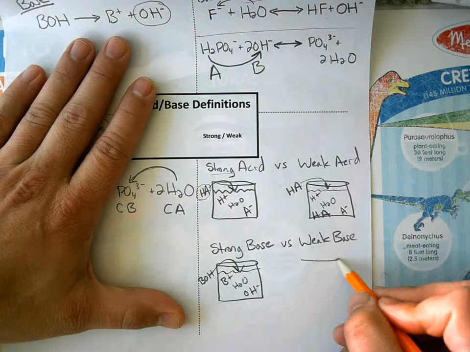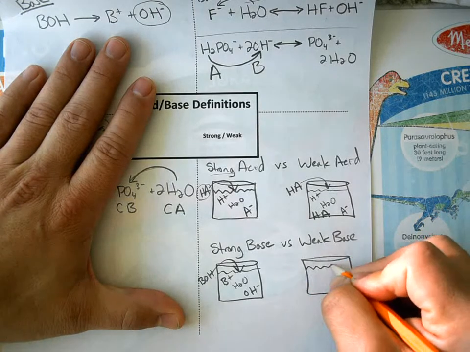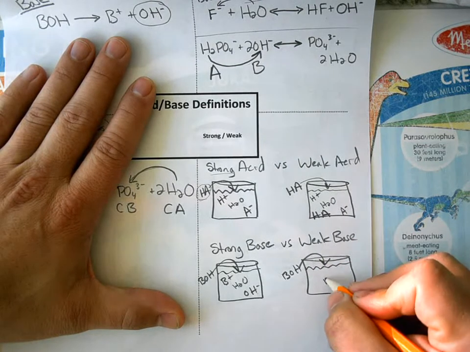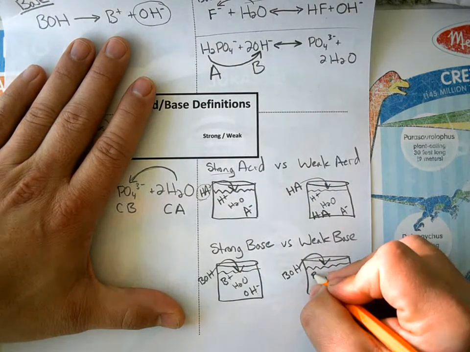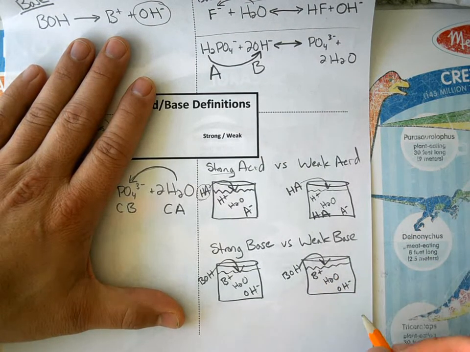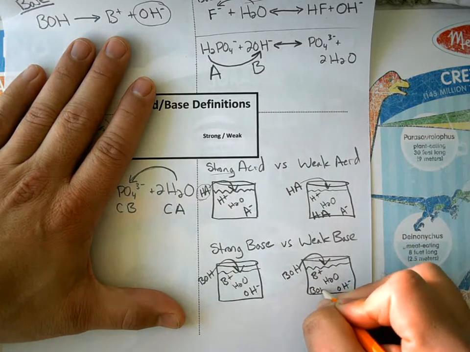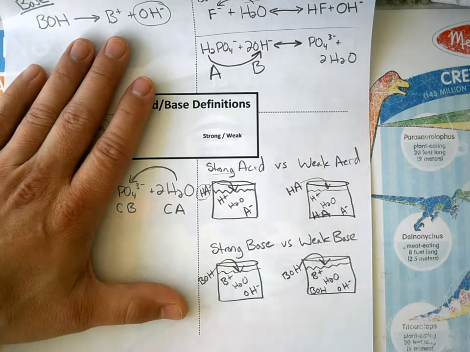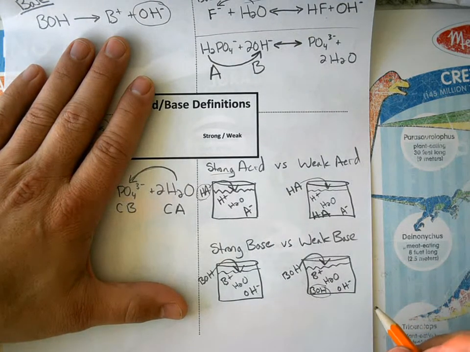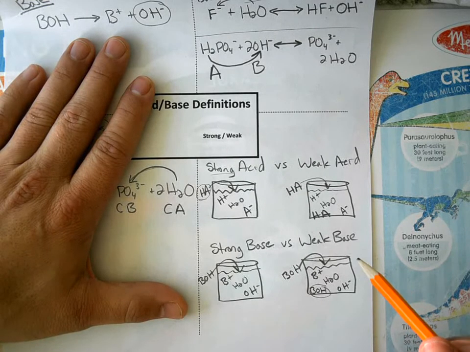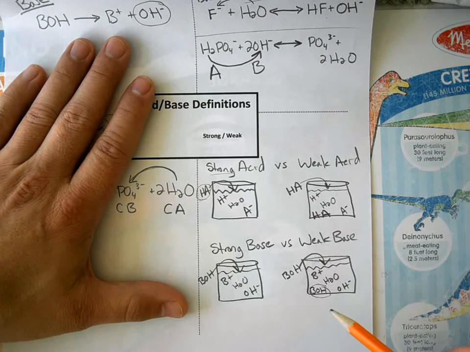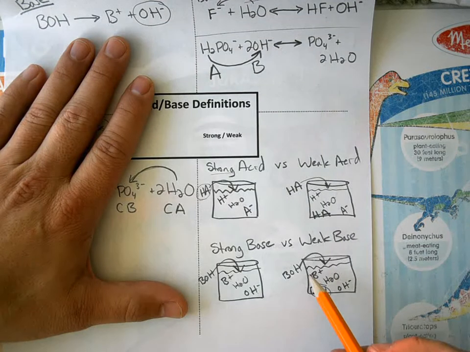Versus a weak base. The weak base would look similar. So if I have BOH going in water, let me get my water in there. I'm going to have B plus because it's a base. I'm going to have OH minus because it's this base. It will separate somewhat, but I'm still going to have some of that compound written as such. This represents that it is not completely separated, or dissociated, is another word. So now that we've learned about the properties of strong and weak bases, and we've memorized which are the strong and weak bases, now we know what strong and weak really means.